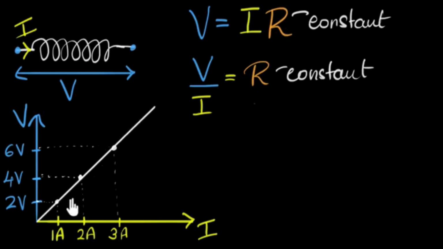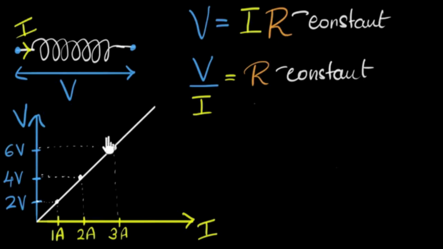And this straight line must pass through the origin, because when the voltage is 0, even the current must be 0. And so to check whether any material obeys Ohm's law, all we need to do is draw a graph of voltage versus current and just check whether that graph is a straight line. If it's a straight line, Ohm's law is valid. If it's not a straight line, Ohm's law is not valid.